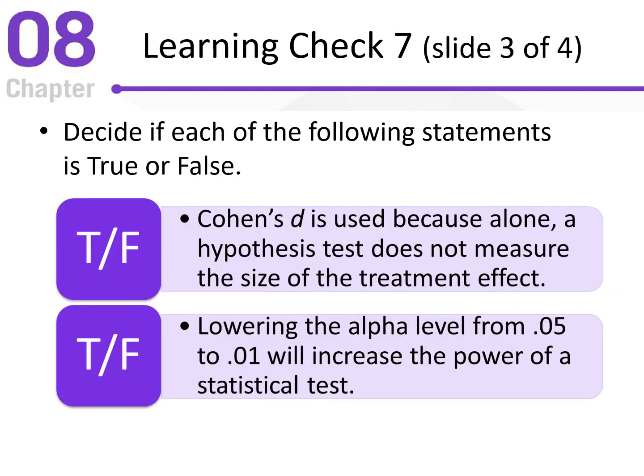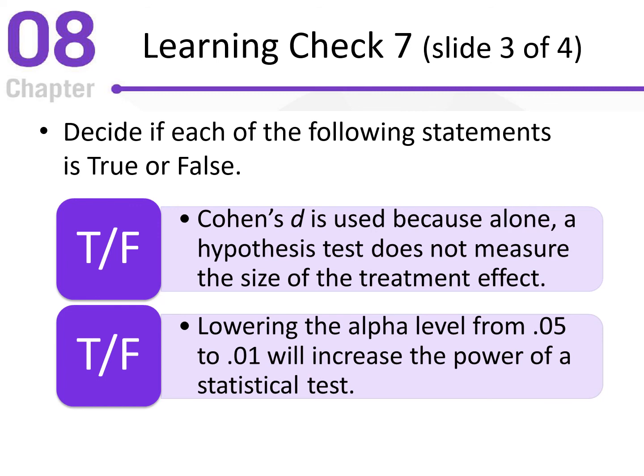Cohen's d is used because alone a hypothesis test does not measure the size of the treatment effect. Statistical significance just tells you if it's due to chance or if it's due to the effect of the independent variable. It does not tell you how strong the effect is. So hypothesis testing only tells you chance or not chance. It doesn't tell you important. So Cohen's d answers that second question. It tells you whether it's important.